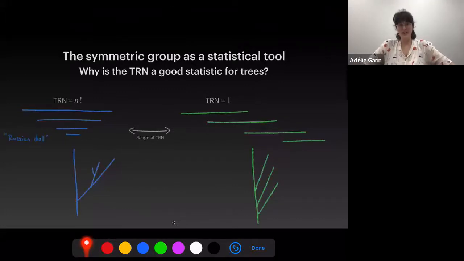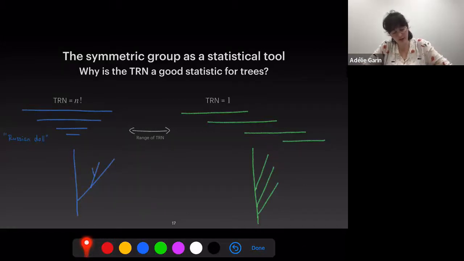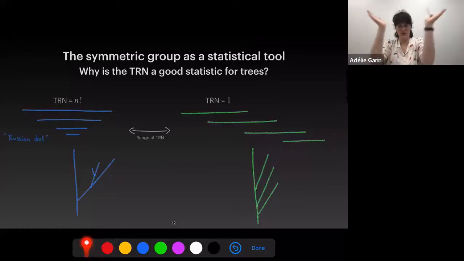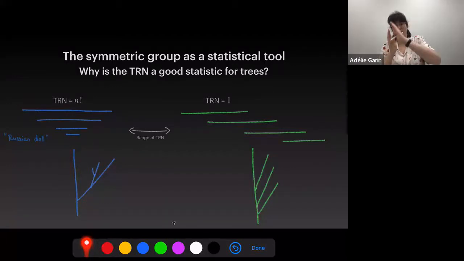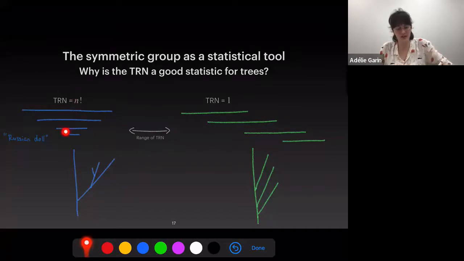Now, one good thing is that this trivialization number can also be used as a statistic. So again, if we take the barcode with the Russian doll behavior, where all the bars are included in the previous one, you have a trivialization number of n factorial. And that means you have a variety of possible trees that goes from this one, where all the branches are attached to the previous one. This can only be achieved by this barcode, but you could also have one where everything is attached to the main one. I have 3, yeah.